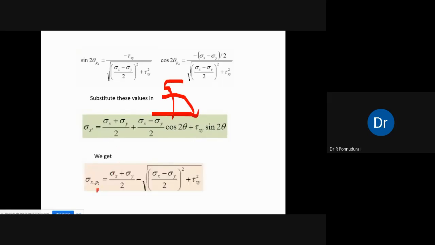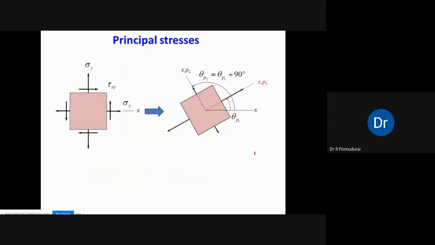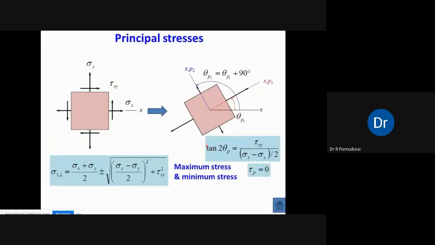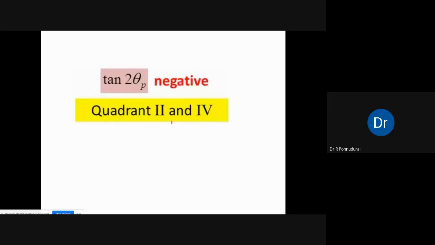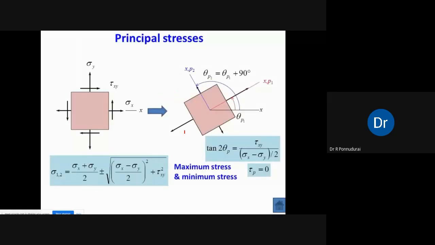So the second plane is the minimum principal stress plane. There we may have the negative sign here. So this is how we have to derive the formula. Same way, the second quadrant and fourth quadrant will lead to tan theta being negative. In such cases, we can go for the derivation of the maximum shear stress formula.